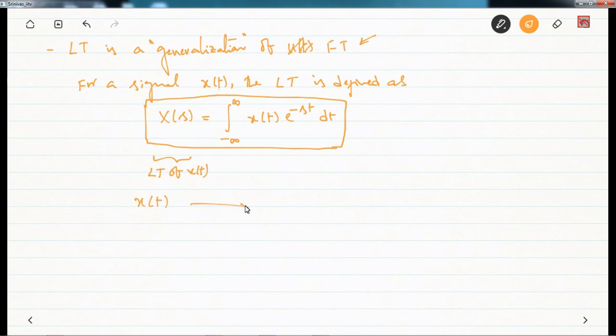Say if x(t) is the time domain signal, then we call it LT, X(s), right? So this notation is very similar to what we used when we did Fourier series or Fourier transform. For Fourier series, we used FS, and for Fourier transform, it was FT. Right. So this is the notation, or another notation is this, L of x(t). That means the Laplace transform of x(t) is X(s).